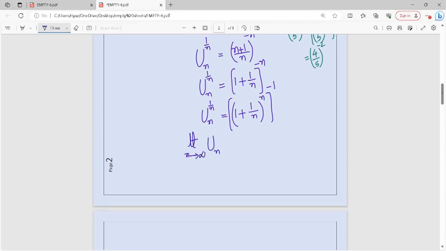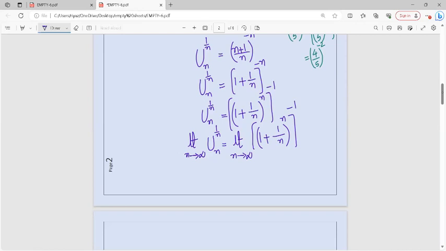Limit n tends to infinity un to the power of 1 by n is equal to... what happened here is limit n tends to infinity (1 plus 1 by n) whole to the power of n, whole to the power of minus 1. Why am I doing all this reciprocal and power? Why are we going to make it negative?